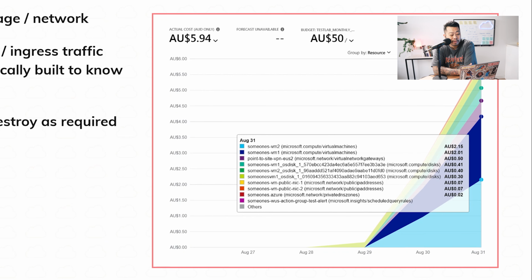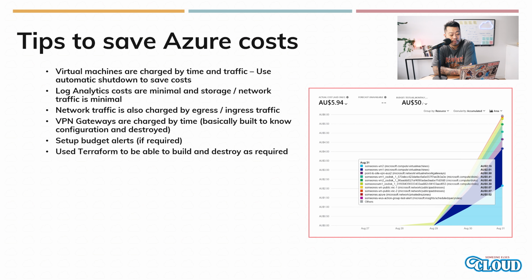So just be aware of what you'll be charged for. An example is virtual machines are charged by time, so use automatic shutdown or destroy them when you're not using them. Just turn them on, use them, turn them off. Log analytics has networking and storage costs, but it's minimal if you're just collecting standard MMA logs like Windows events and performance data. Obviously, you're charged for network traffic, so don't go uploading large files and things like that into your virtual machines.